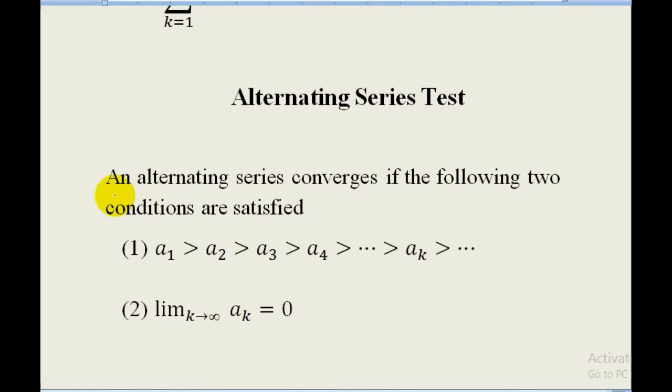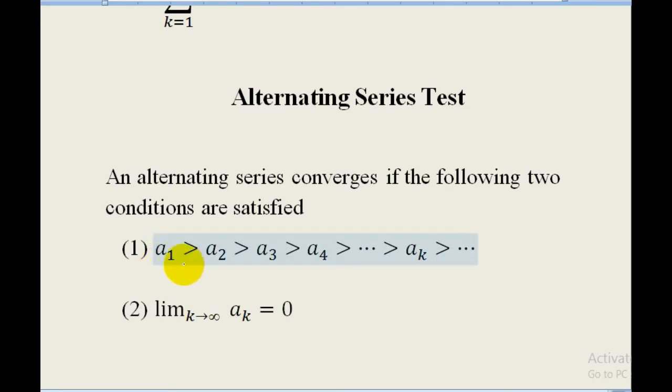Alternating series test. An alternating series converges if the following two conditions are satisfied. First is a1 greater than a2 greater than a3 greater than a4 and so on. And the second is the limit as k approaches infinity of ak is equal to 0.